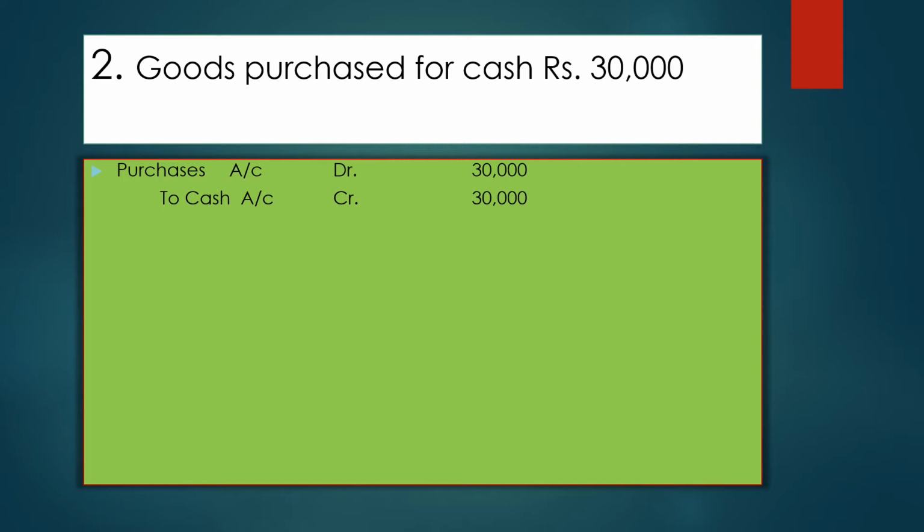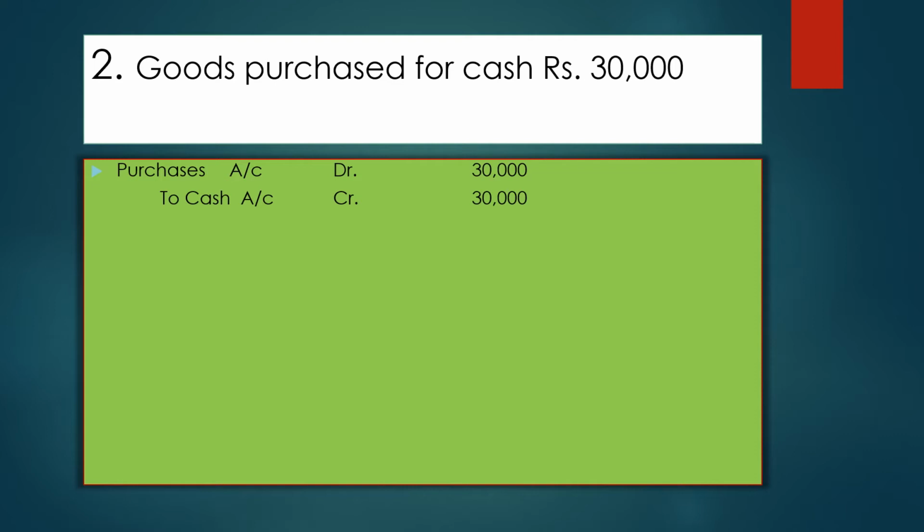Clear? Next, to cash account credit. We all know cash is an asset. It is going out. Assets comes under real account. So what the real account is saying? The real account is saying that debit what comes in and credit what goes out. So that is the reason why I have debited purchases account and credited cash account. I think it is clear for you guys.